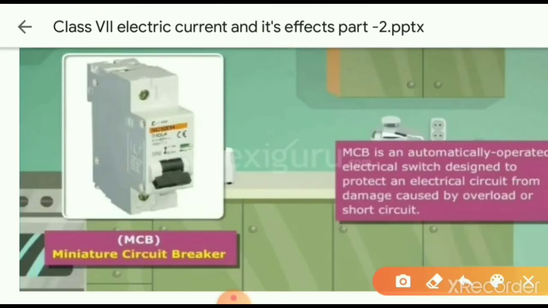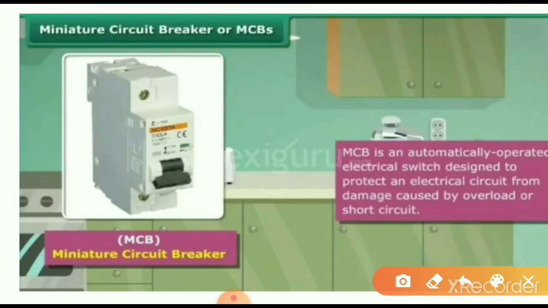And what is the next one? MCB. What is the meaning of MCB? Miniature circuit breaker. It is also one of the circuit breakers. It is an automatically operated electrical switch, designed to protect an electrical circuit from damage caused by overload or short circuit.